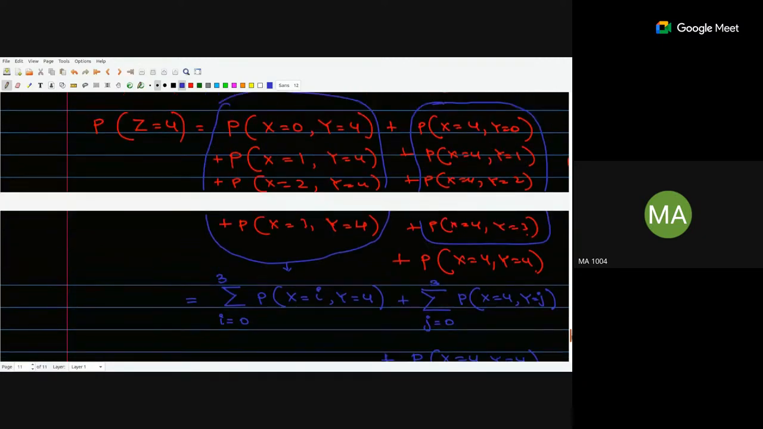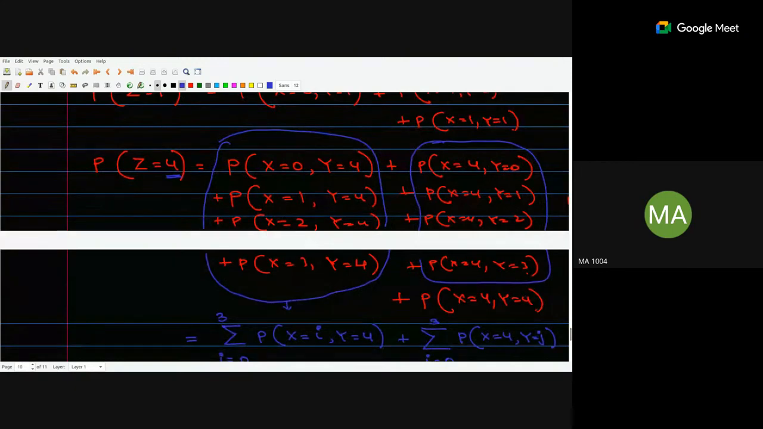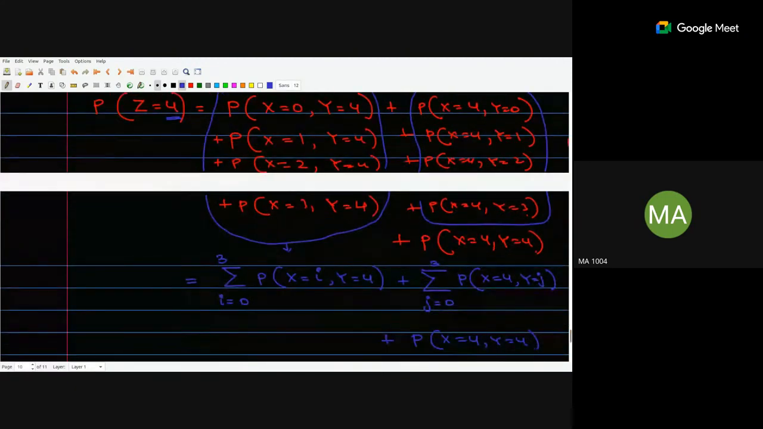So now you see, for Z equals 4, for the first expression you have Y equals 4. That means in order to have maximum value 4 in both X and Y, one should be 4 and the other can be anything less than 4. This will take care of those possible cases. The next thing will take care of X being 4 and Y being anything less than 4. And the last case is both of them equal to 4.